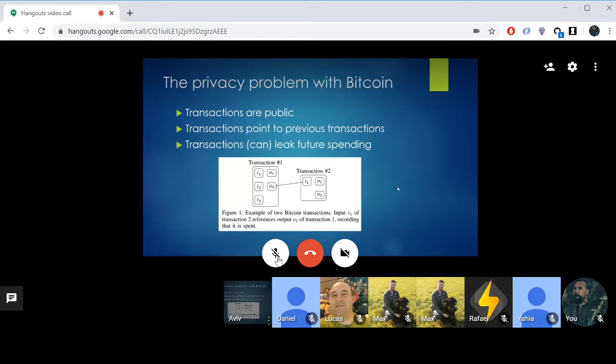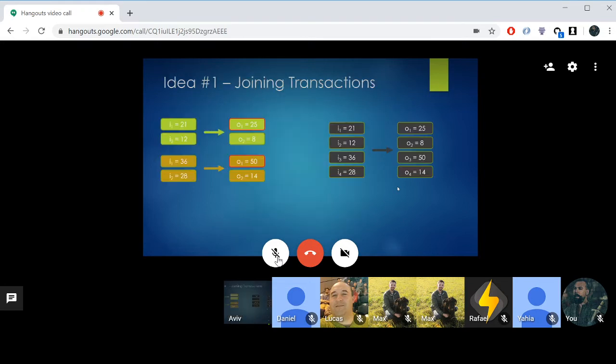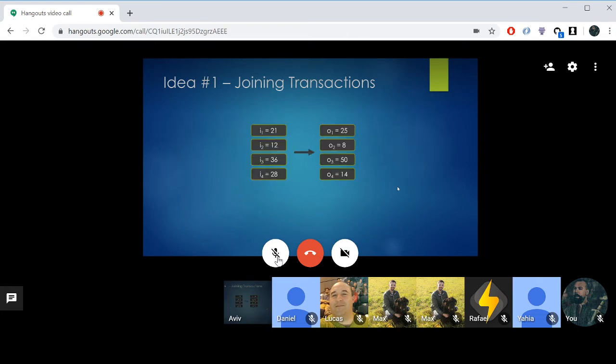Okay, so we're familiar with the privacy problem with Bitcoin. Transactions are public, inputs point to previous unspent outputs, and then there's this whole graph that's leaking what transactions are connected to other transactions. We've talked about before the idea that if you have two users engaging in transactions, they can join their transactions together. So on the left, we have two transactions. On the right, we have those two transactions joined together, just like this.